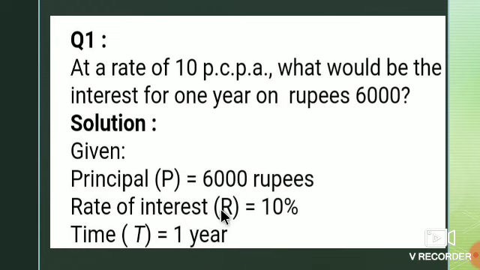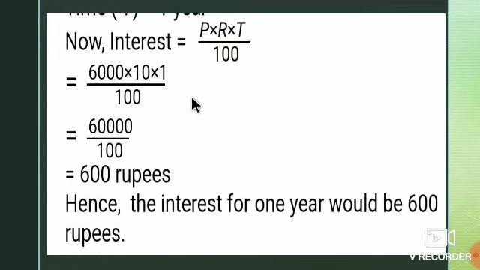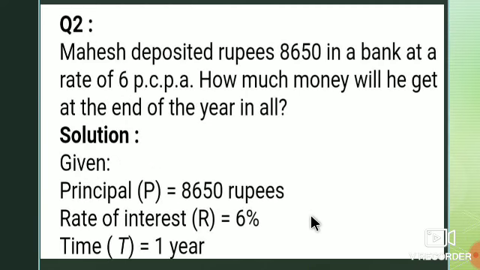So let's put the values in the formula. P into R into T upon 100. Principal is 6000 into rate 10 into time 1 upon 100. After multiplying, we will get here 60,000 divided by 100. Cancel the 2 zeros here. So 600 rupees. Hence the interest for 1 year would be 600 rupees.